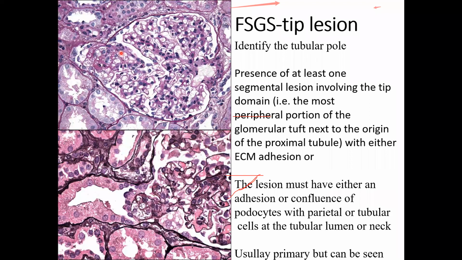Okay, and this is another picture. We can see prolapse of the glomerular capillary loop into the proximal convoluted tubule. This is the classical tubular lesion, and we can see the intraglomerular foam cells also within the capillary lumen. Usually this FSGS tip variant is primary, but it can be seen in some other conditions also.